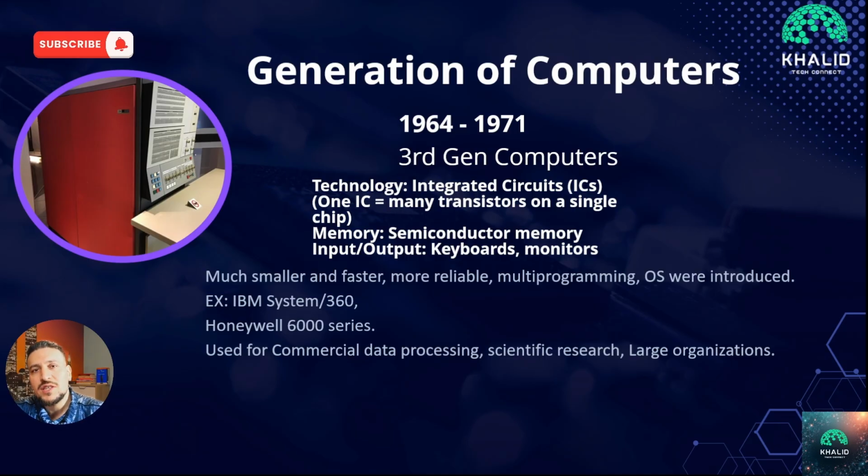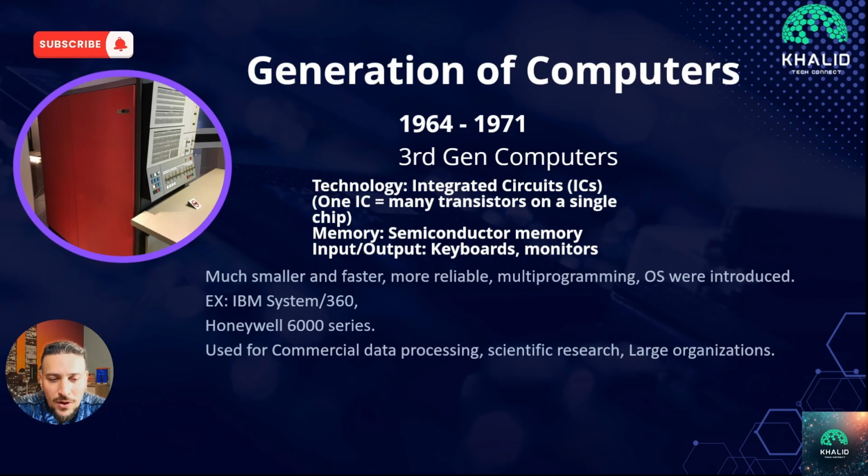When we talk about third generation of computers, they started in 1964 until 1971. So the technology changed to ICs or integrated circuits. One IC is equal to many transistors in a single chip. The memory was semiconductor memory. Input and output was the keyboard and mouse on the third generation of computers.